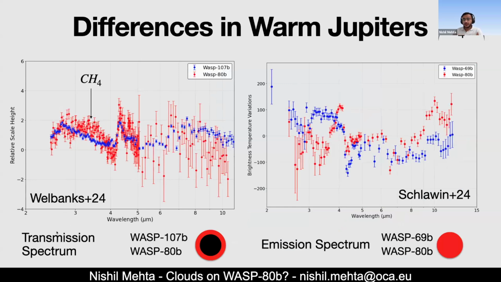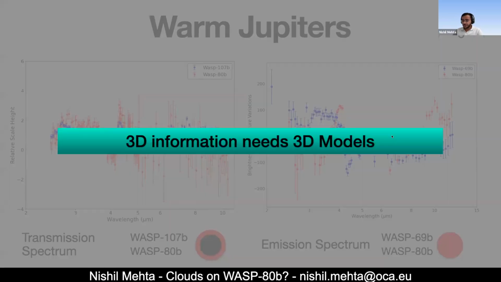Let's start with comparing the transmission spectrum of WASP-107b and WASP-80b. Here we can see that methane is depleted on WASP-107b, whereas it is present throughout the atmosphere of WASP-80b. On the other hand, if we compare the emission spectrum of WASP-69b and WASP-80b, we start noticing differences in the brightness temperatures throughout the spectral range. Even though these planets have similar temperatures and similar host stars, their atmospheres are showing different observations. So with these differences in the transmission and emission data, we need 3D models to study the 3D data.